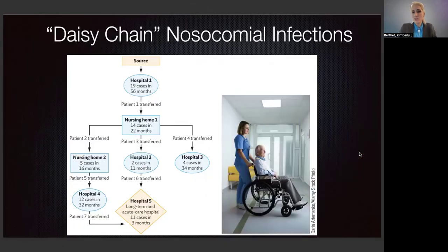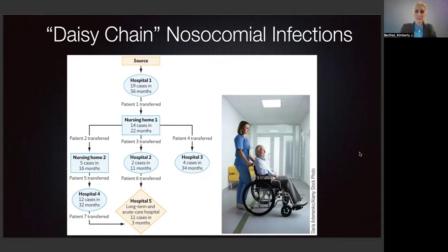What we see in this image is called a daisy chain. So we're going to go ahead and analyze the daisy chain, or the spread of disease, in this hospital setting. We're going to be looking at nursing homes and hospitals, as we know patients move from nursing homes to hospitals quite frequently. Let's go ahead and look over this, and then we will discuss.